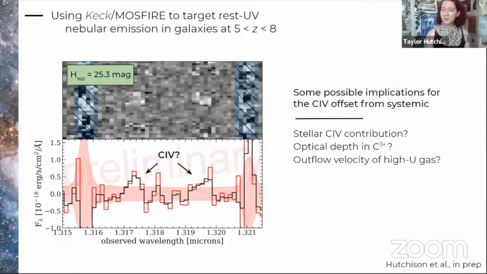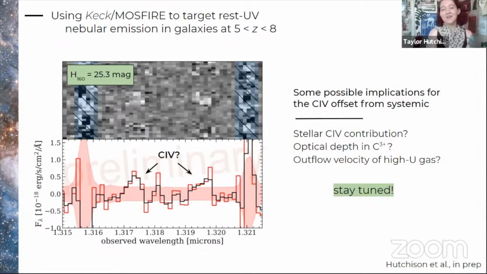So there are some possible implications off the cuff we could think of. It could possibly be something to do with stellar carbon-4 contribution, maybe something to do with the optical depth in C3+, possibly something to do with the alpha velocity of high ionization gas. And there could definitely be more reasons. As it's a resonant line, there's lots of complications. So stay tuned. If y'all have any theories, I would welcome them.